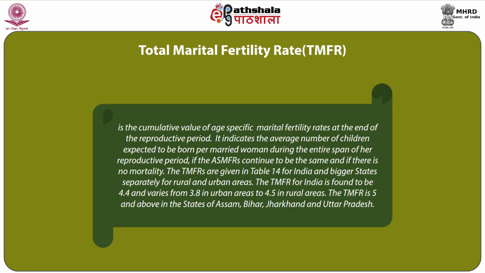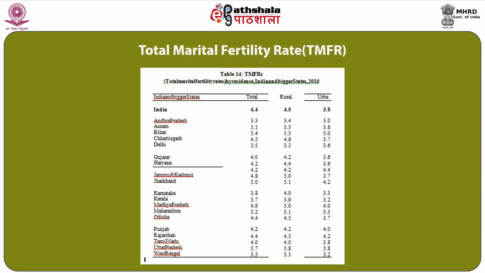The total marital fertility rates as given in the table for India and bigger states, separately again for rural and urban areas, clearly show that the total marital fertility rate for India as a whole is 4.4, and it varies from a low level of 3.8 in urban areas to 4.5 in rural areas. The total marital fertility rate is 5 and above in the states of Assam, Bihar, Jharkhand and Uttar Pradesh. The table again shows the age-specific marital fertility rates and total marital fertility rates across different states, and very clearly the variations are significant between rural and urban areas.